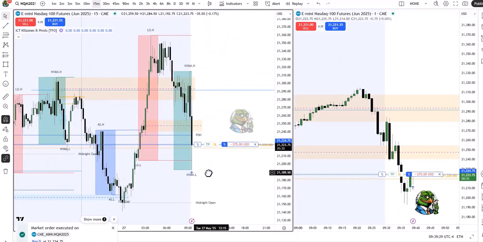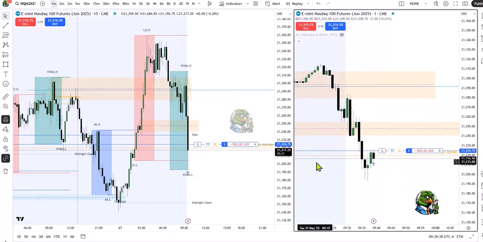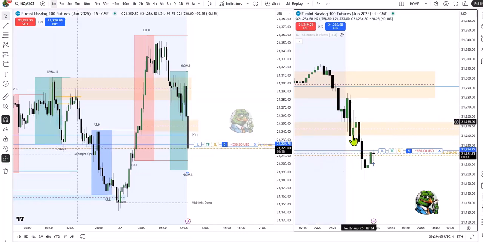You can see we've come into fair value gap. Okay, just watching the 1 minute. Ideally, I want to see we get a change in the state of delivery. So if we can get the 1 minute pop up above this level, then I can add some more to my long.